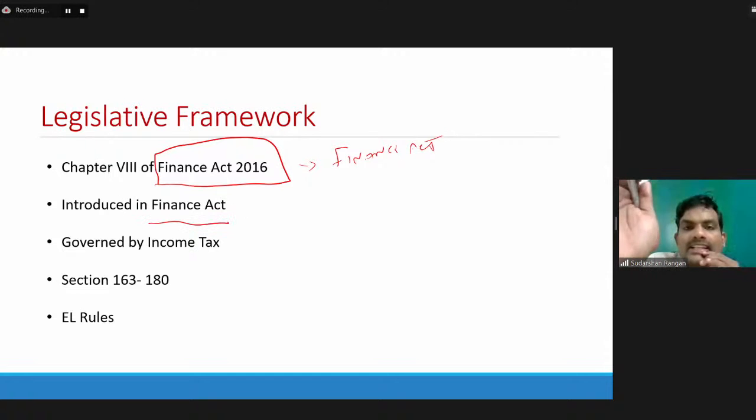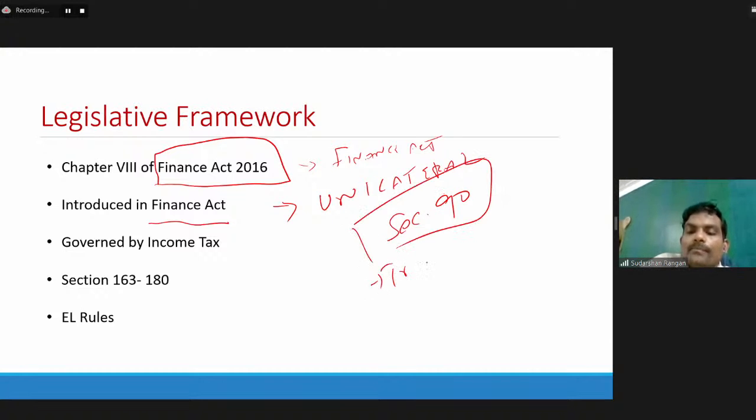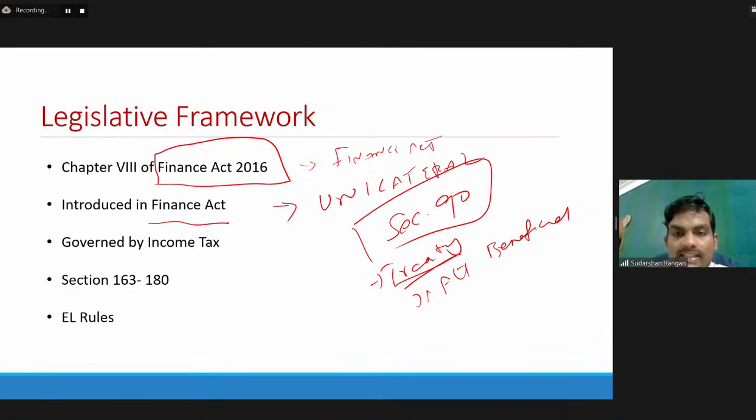Now, why was it introduced in the Finance Act? No brainer, very easy answer. Because this was a unilateral measure. What is a unilateral measure? India doesn't want to listen to the US, doesn't want to listen to China. They're saying, I'm going to introduce it. So to avoid Section 90, what Section 90 says, we discussed this, treaty or Act, whichever is beneficial. So people were taking treaty benefit.